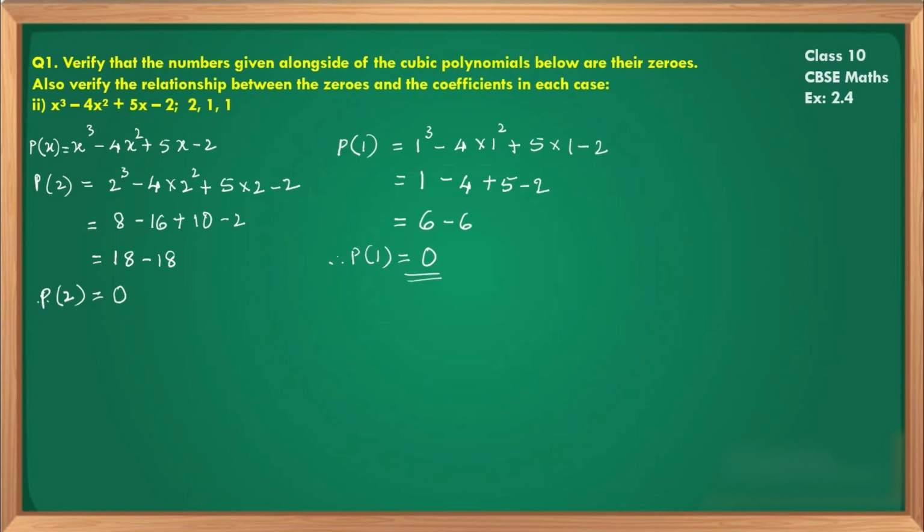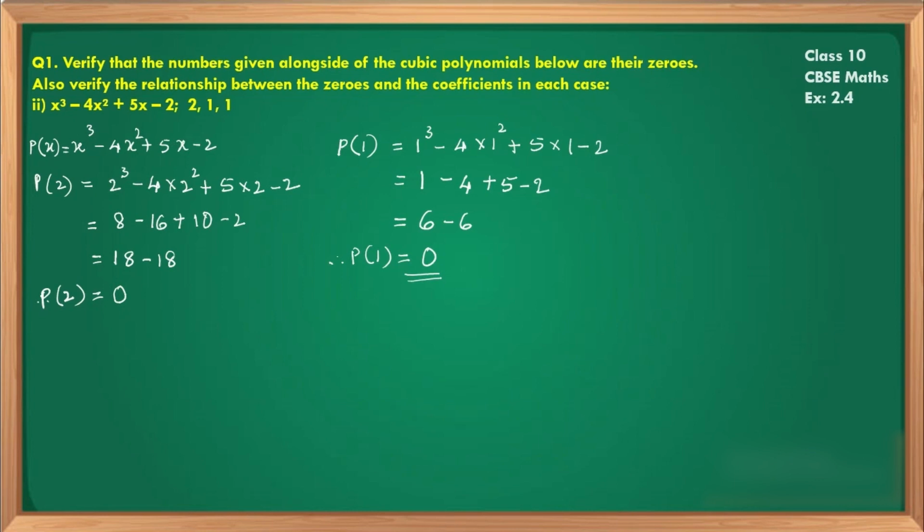The third number is also 1. Therefore, we need not do it a third time. We will assume this also is correct. So, 2, 1 and 1, all the three are the zeros of this cubic polynomial.